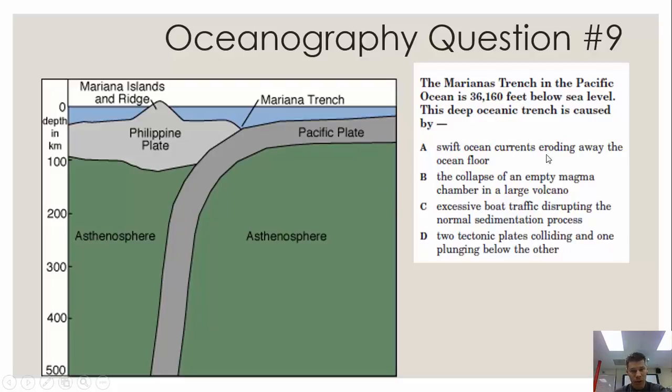Let's look at our choices. Swift ocean currents eroding away the ocean floor. It sounds like it would cause a trench, and it's a good multiple choice bad answer here. But let's make sure we read them all. The collapse of an empty magma chamber in a large volcano. No. Excessive boat traffic. I hope you didn't pick excessive boat traffic.